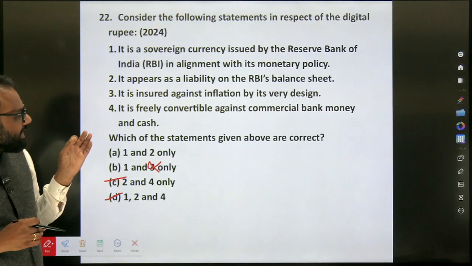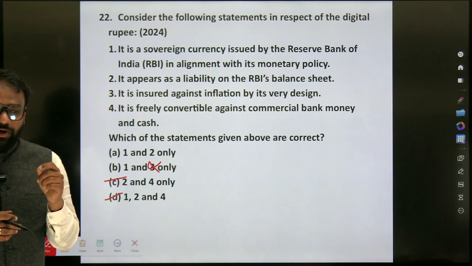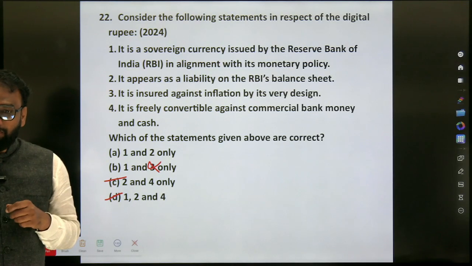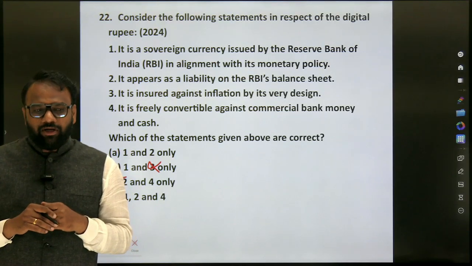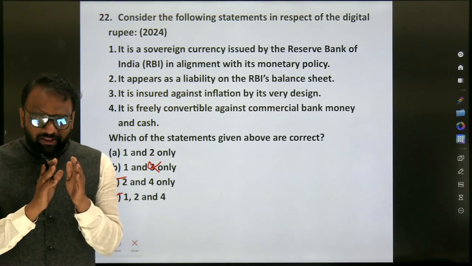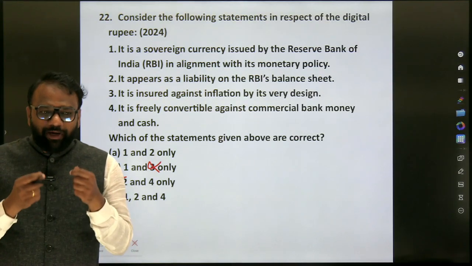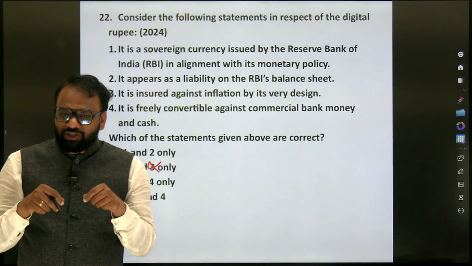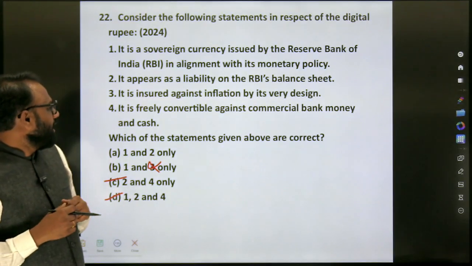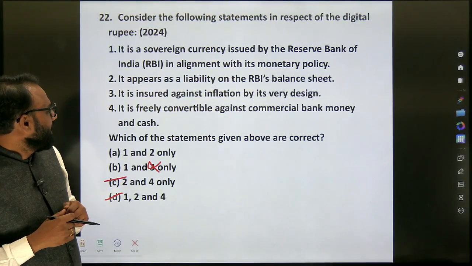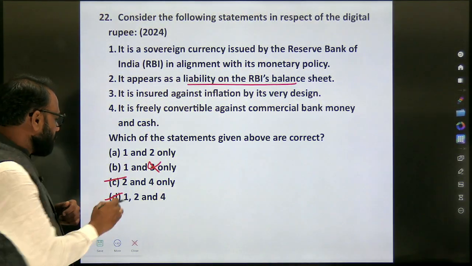Next, it appears as a liability on the RBI's balance sheet. This is very important. In the previous class also we discussed the RBI's sources of income and expenditure. Somewhere these topics can be connected here; the same theme has repeated. Printing and distribution of currency is considered as expenditure. Similarly, the issuing of this digital rupee is considered a liability on the RBI's balance sheet. So 2 should be part of the answer.